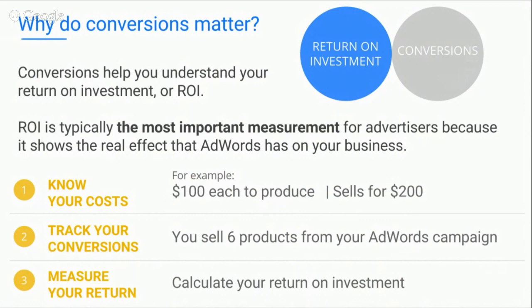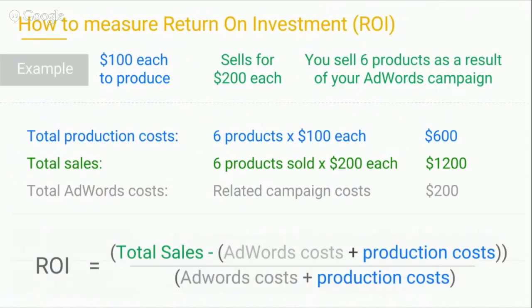So let's say that you sell 6 products as a direct result of your AdWords campaign. We can quickly calculate your return on investment. So let's jump into an example here of how that calculation works.